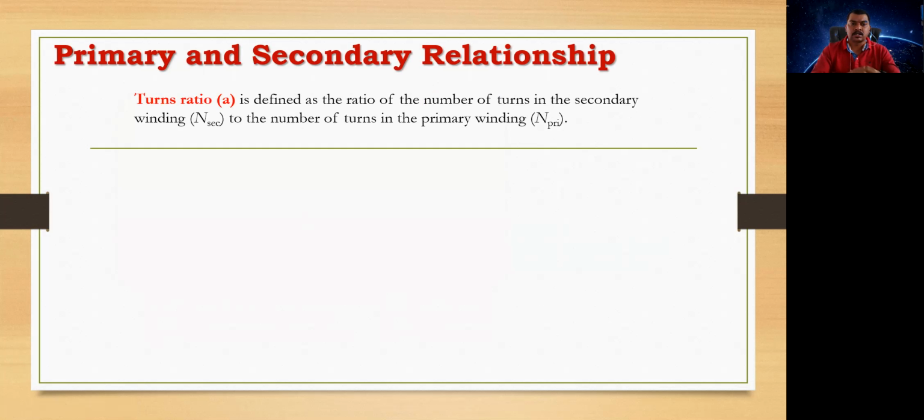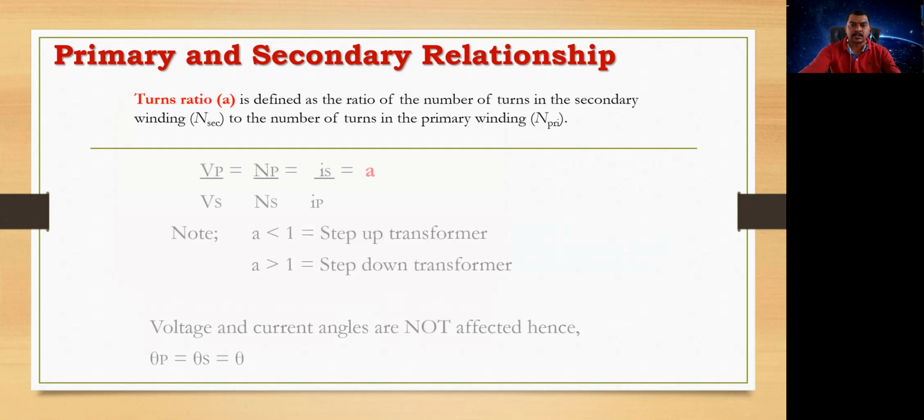This is related to the turns ratio, that is A is defined as the ratio of number of turns in the secondary winding, that is N secondary, to the number of turns in the primary winding, that is N primary. So how they are being associated with each other, that is shown by this equation. So Vp by Vs must be equal to Np by Ns. So remember this, Vp by Vs is equal to Np by Ns. Vp by Vs means voltage across the primary divided by voltage induced across the secondary is equal to number of turns in the primary divided by number of turns in the secondary.